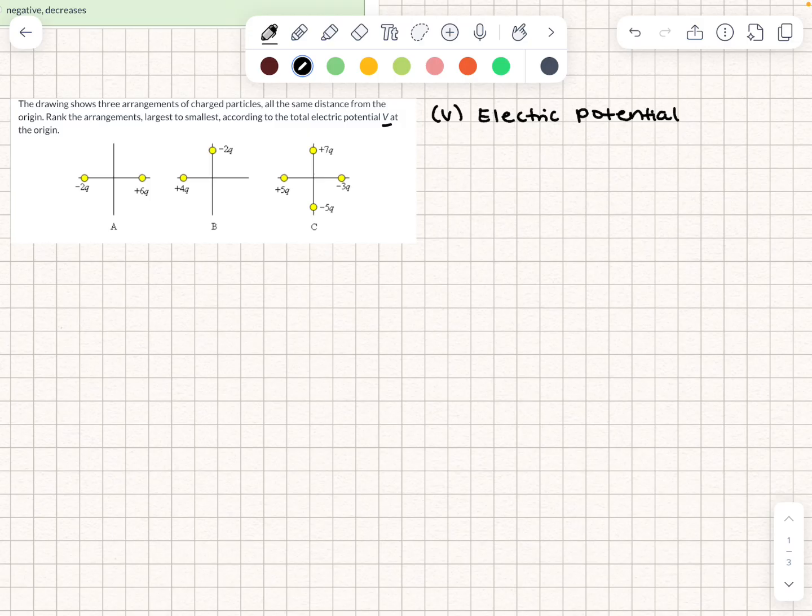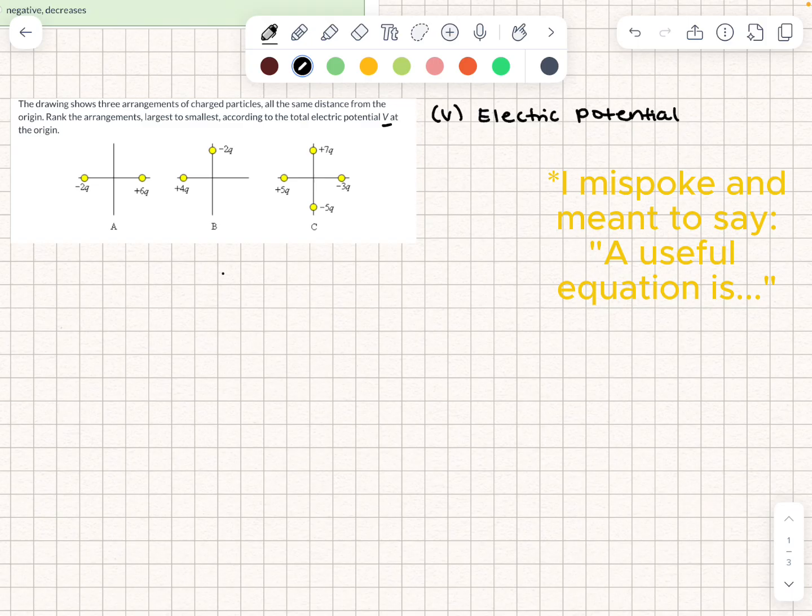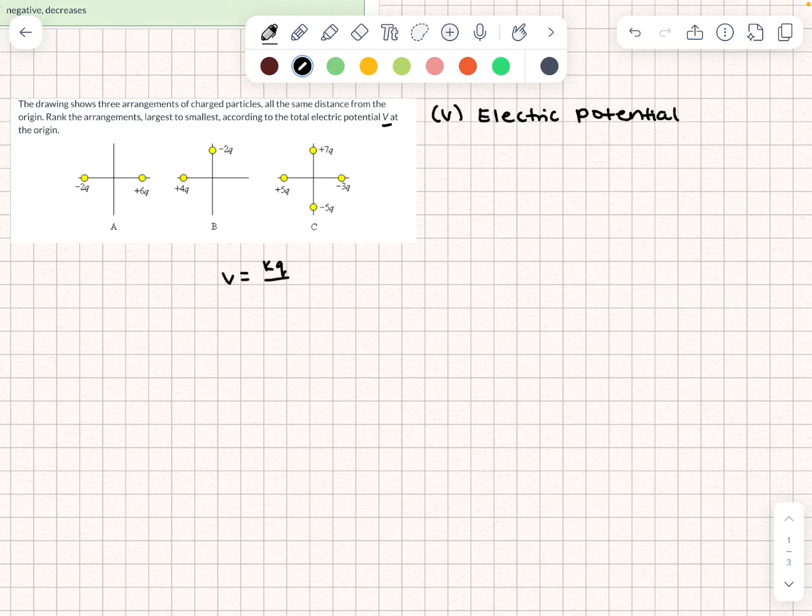Electric potential is a scalar quantity and not a vector. So that means we don't have to worry about any angles in this problem, and we can just add the values together. The formula that we'll be using is V equals kq over r. I'm going to define each of those variables and give the SI units as well. But first, because every single charge in all 3 drawings is the same distance from the origin, which is represented by r, the total potential is directly proportional to the sum of the charges, sigma q.